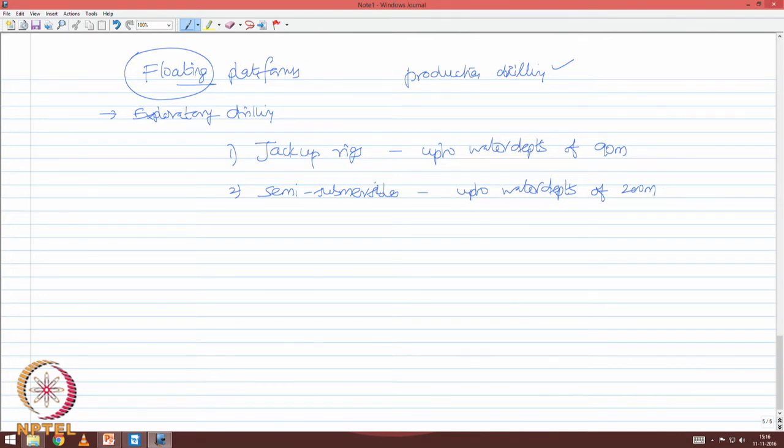If you want to go for deep water drilling in terms of exploratory purposes, people modify the existing hull forms of the vessel and convert them into what we call drill ships. So, drill ships can do exploratory drilling even up to a depth of 2000 meters.